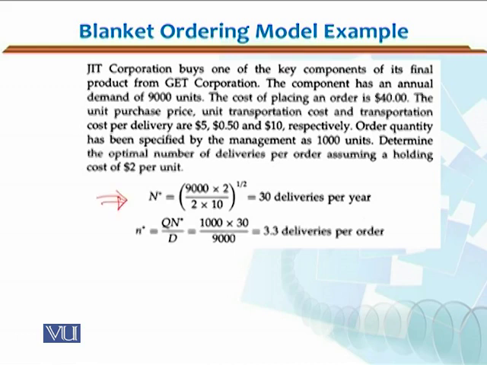First, I will find N star. So N star would be, what was the formula? That was under root of DH over 2N. So we have a holding cost of $2 per unit. If it was not given, then we should have been given the interest rate plus the unit cost plus the transportation cost per unit. If these things were there, we could have found H anyway. You know that now. So we have 30 deliveries per year.